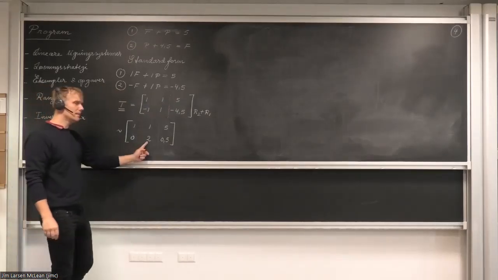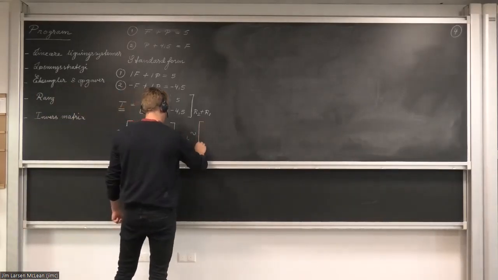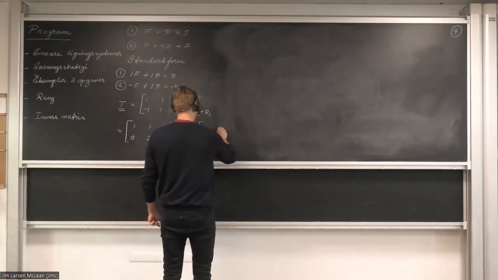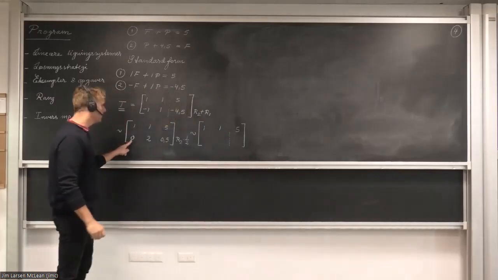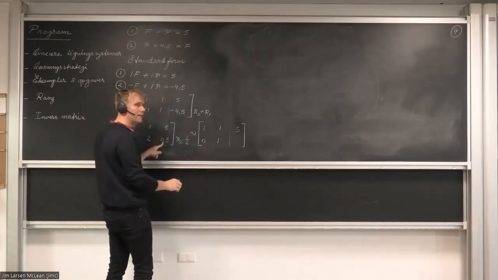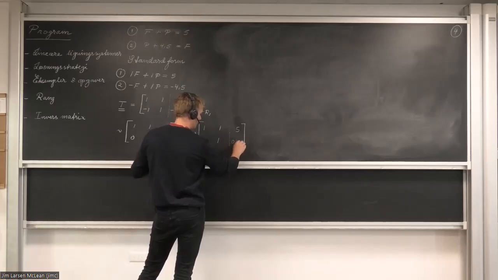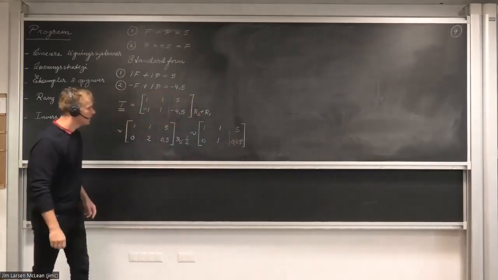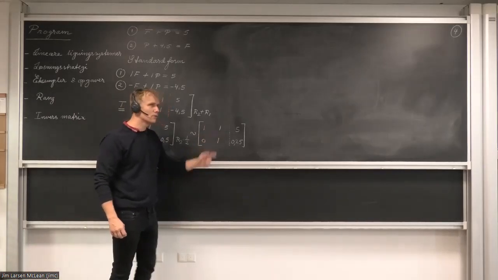Now we want a 1 here, so multiply row 2 by 1/2. Row 1 (1, 1, 5) we can copy and paste. When I take half of 0, I still get 0, and half of 2 is 1, and half of 0.5 is 0.25. So I need to have 0.25. Now I have a leading 1 there. I just need to get a 0 there to be finished. So now I can take row 1 minus row 2.